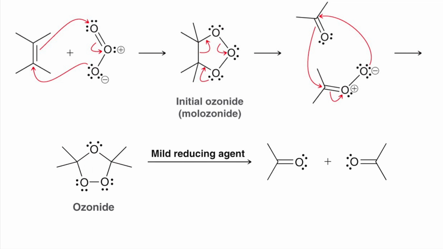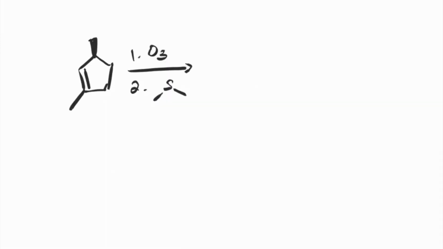In the last step, you will add a mild reducing agent to give us our final carbonyls. All right, so let's do a practice problem with this one also. The trick here is to notice where the alkene is and then get your eraser out to erase that double bond. And then at the end of those bonds, just draw in your carbonyls. So one looks like that and the other one looks like that. And then you just have to make it prettier.